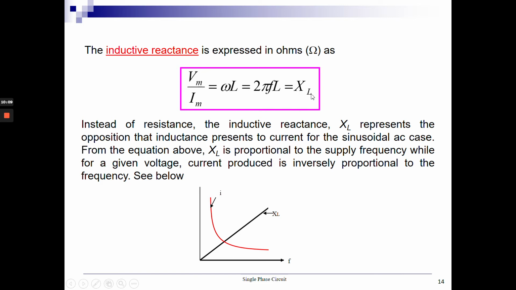Okay, so from the proven step, we can say that XL, please remember, XL is inductive reactance. So inductive reactance is equal to 2 pi FL, or inductive reactance is also equal to omega L. So this is the graph for the relationship between XL and frequency.